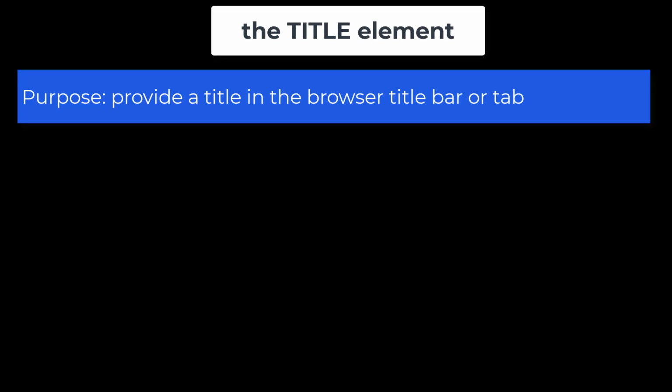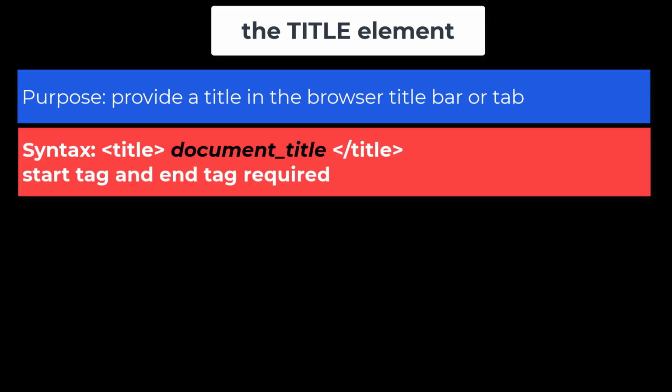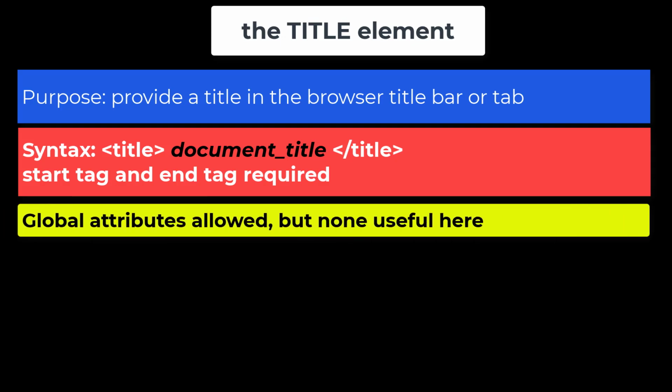Next, the title element. Its purpose is to provide a title in the browser title bar or tab. Its syntax is title start tag, then the document title text, and the end title tag. Both the start tag and the end tag are required. The document title displays in the border of the browser or in the tab if you're using tabbed browsing. You don't normally use any attributes, but it is possible.